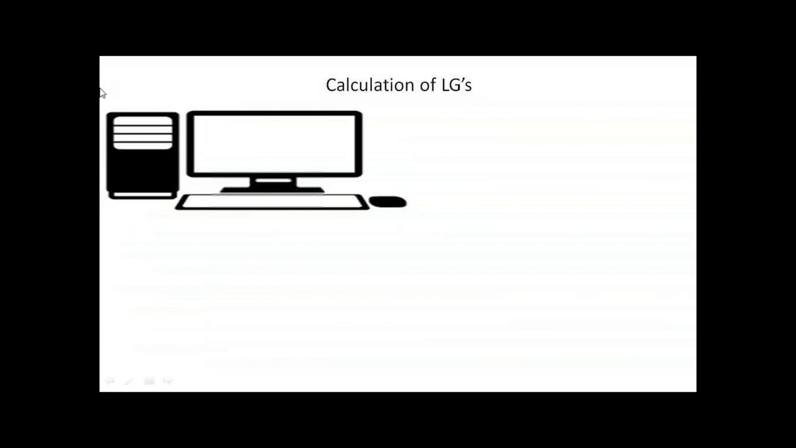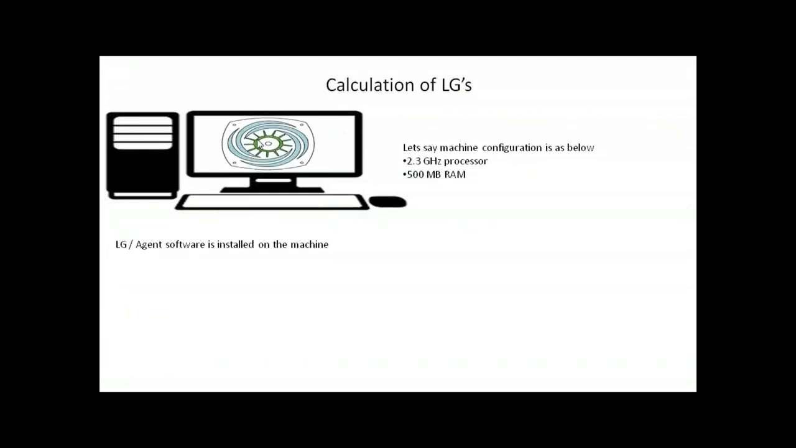Now you see, I've taken this machine and put that setup file, double click on that setup file and install the LG software on that. Now you can call this machine an LG machine. You can make any number of machines as an LG machine. It's not an issue at all.